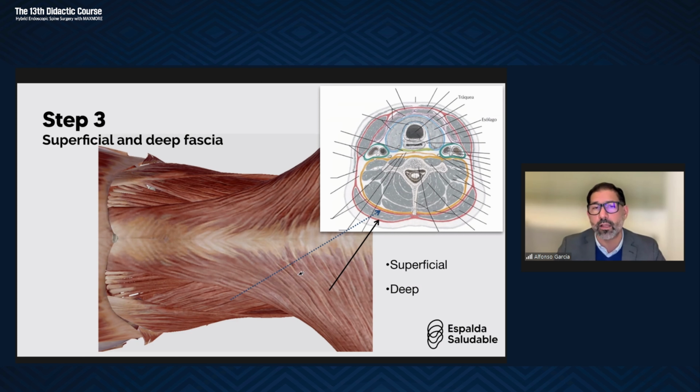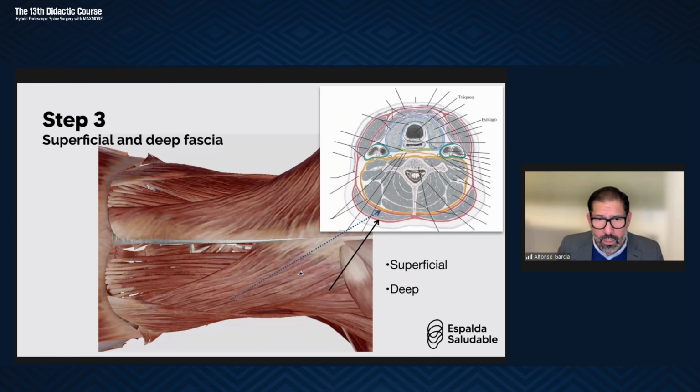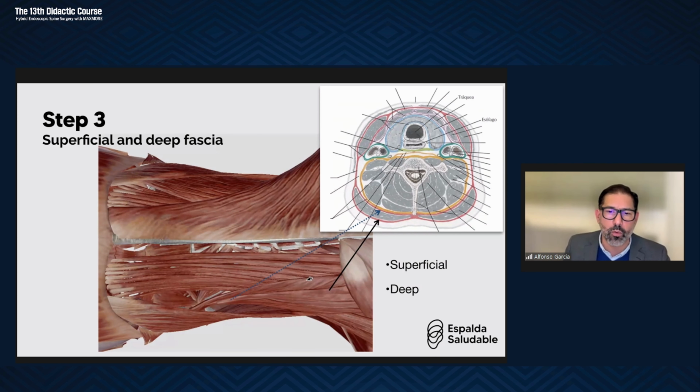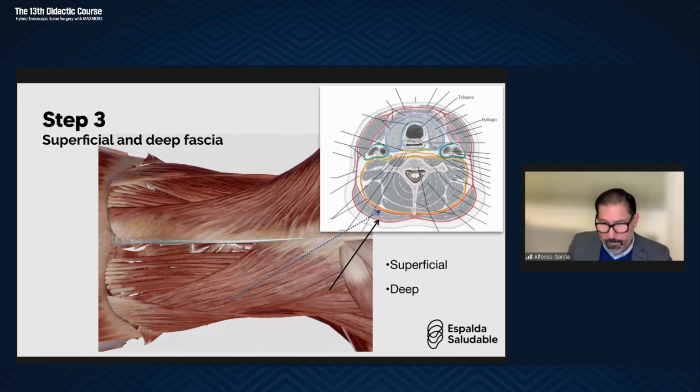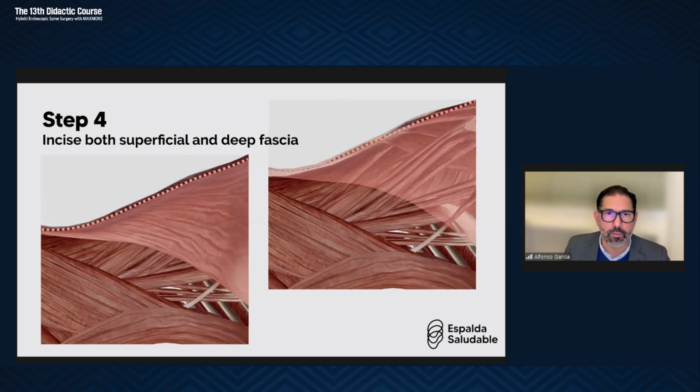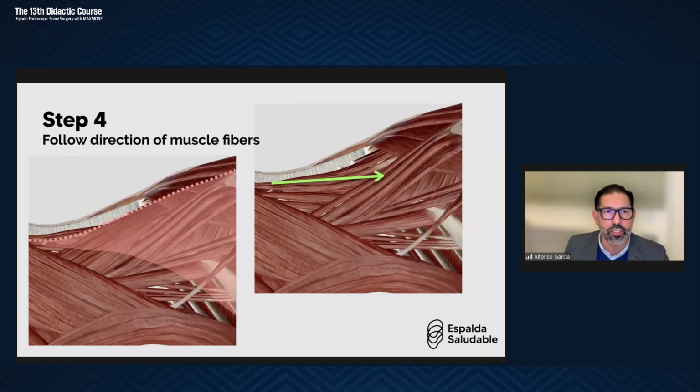I try to follow the oblique direction of the muscle fibers in order to cut as little as possible and maybe just separate muscle fibers. So this is how it looks when you incise the deep fascia, and just be aware of how the fibers are oblique. So I need to remind you, in step 4, to incise both superficial and deep fascia.